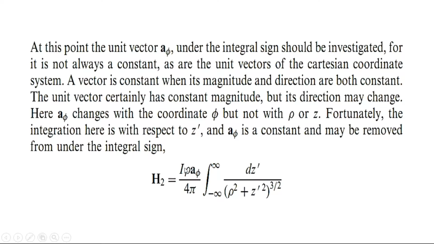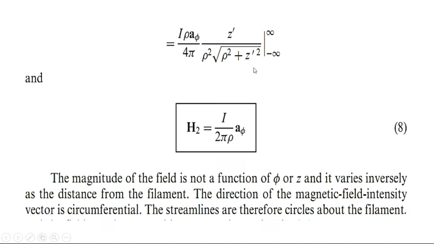So h2 will be equal to I rho a phi divided by 4 pi, because these things are constant, so we have written it out of the integral, and our integration is integral of dz dash divided by (rho square plus z dash square) whole 3 by 2. Now solution of this integral is really an easy process, and if we solve this integral, we will get h2 is equal to I divided by 2 pi rho into a phi, and this is actually the final result. This is the magnetic field intensity at point 2 due to an infinitely long filament.